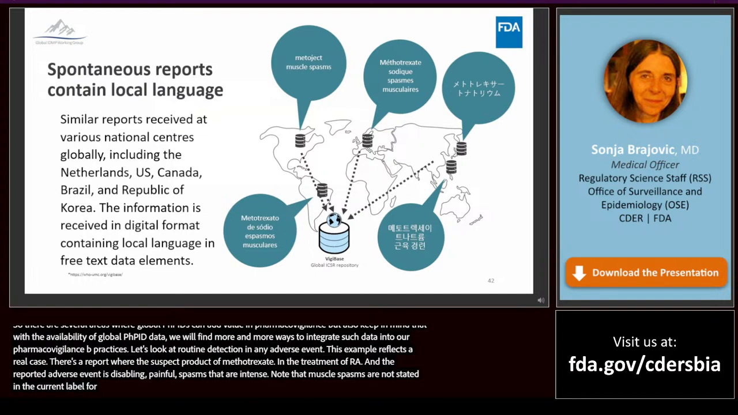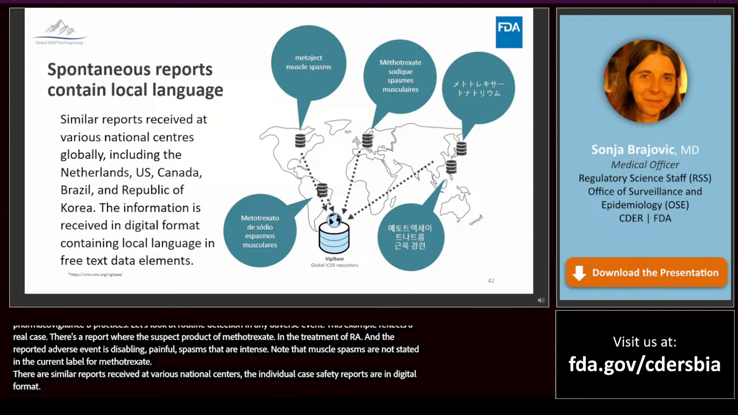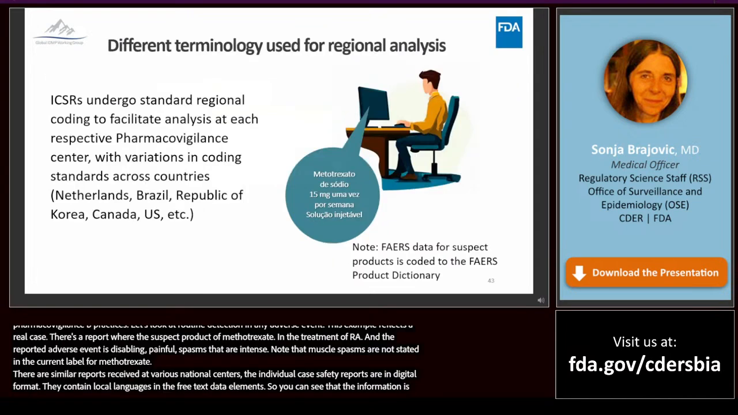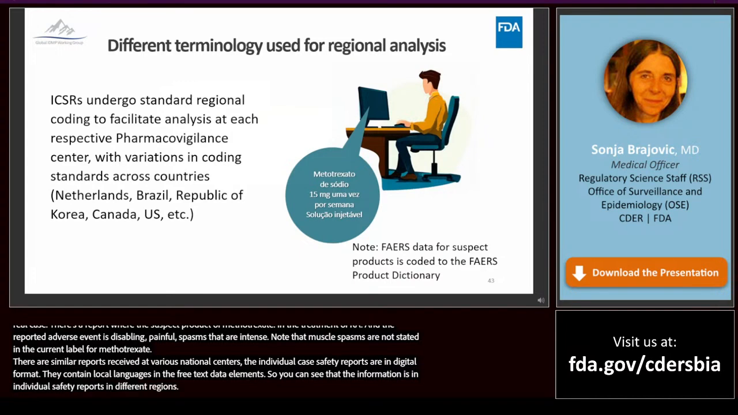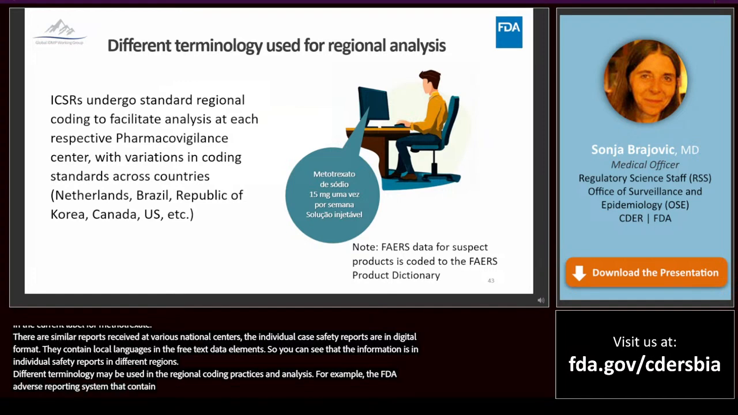So there are similar reports that are received at various national centers. The individual case safety reports are in digital format. They contain local languages in the free text data elements. So you can see that the information is heterogeneous in these individual case safety reports in different regions. Different terminology may be used in the regional coding practices and analysis. For example, the FDA Adverse Event Reporting System that contains our adverse event report data codes the suspect products to our homegrown FAERS product dictionary.